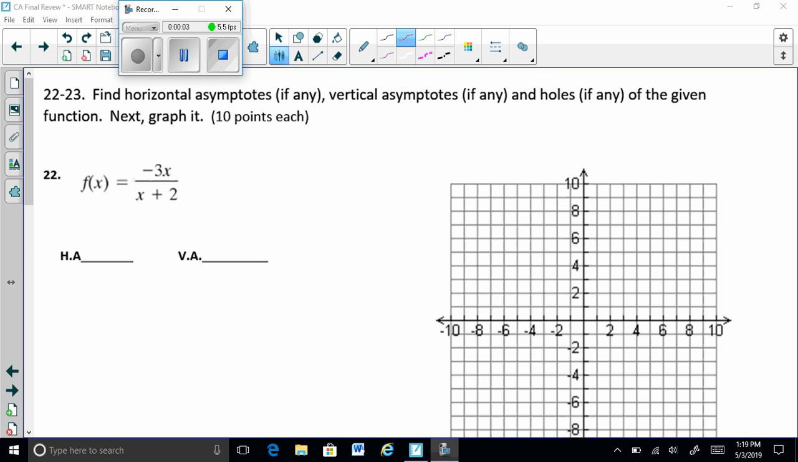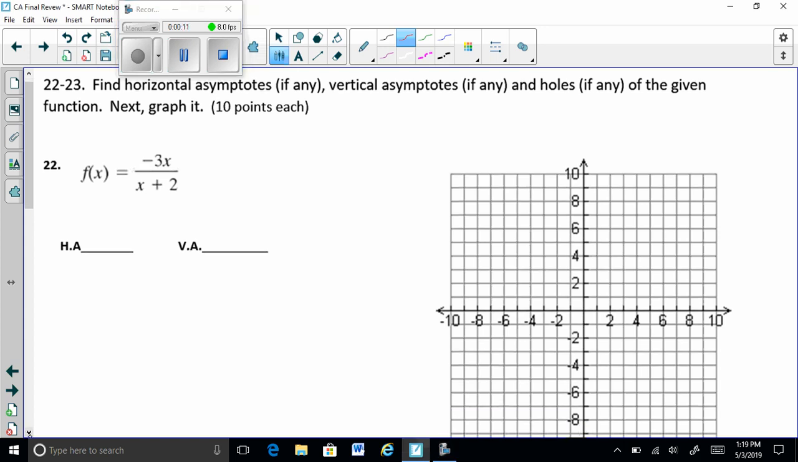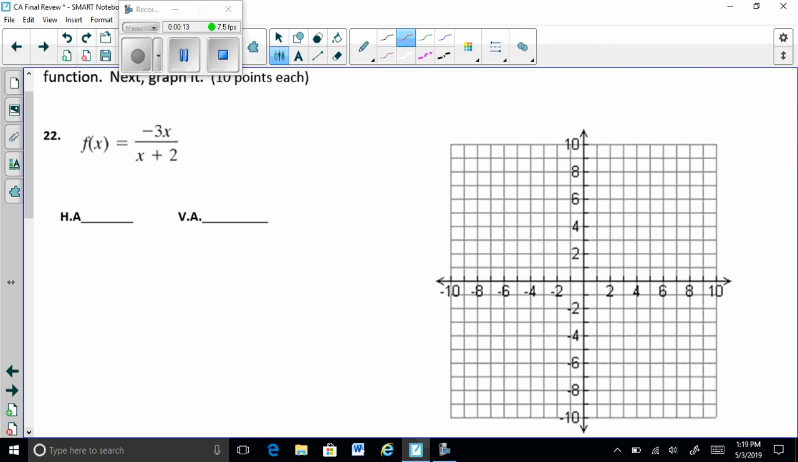Now we're going to graph these rationals. If you find the horizontal and vertical asymptote, it makes the process pretty simple. For the horizontal asymptote, you look at the variables, and if they have the same exponents, you take the ratio of the coefficients. So you're going to do -3/1, which is -3. So the horizontal asymptote is going to be at y equals -3.